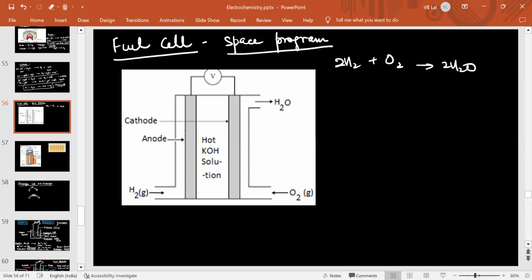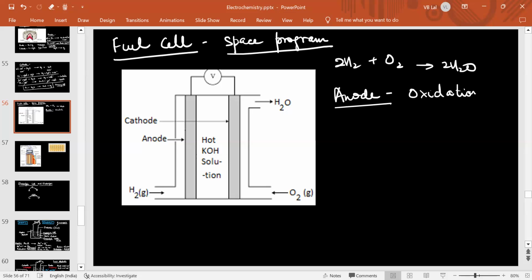So here, what is the reaction at cathode and anode? Let us write down that. Okay, so this one is the anode. So first, let us write the reaction at anode. So at anode, what should happen? Oxidation.